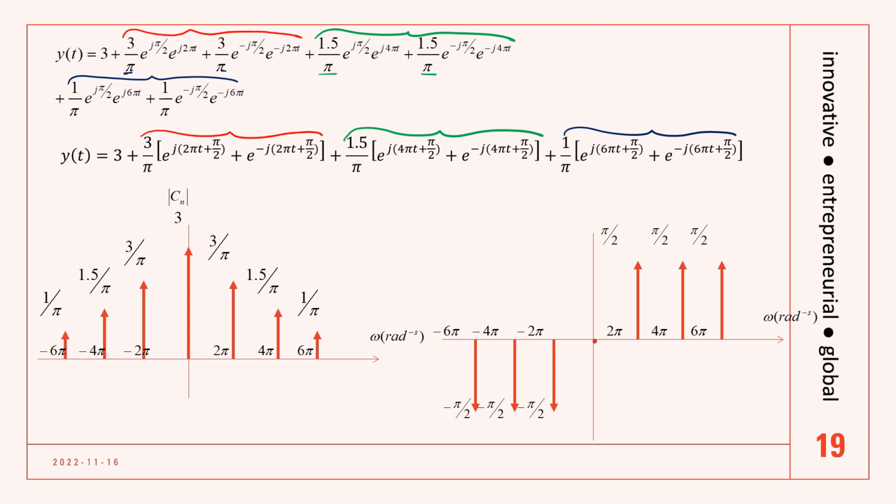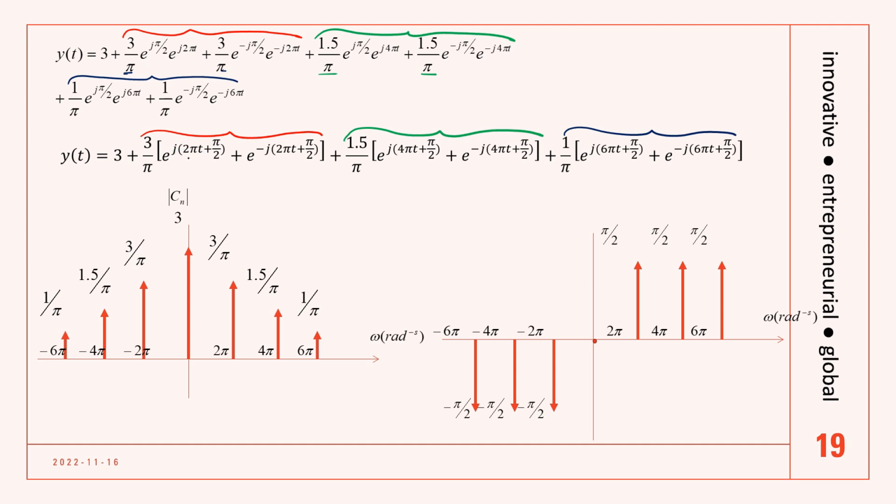I think you have learned this in your additional mathematics during high school. When you multiply exponentials, the exponents add, so it is going to be positive here: jπ/2 plus j2πt. You just factorize the j in front.